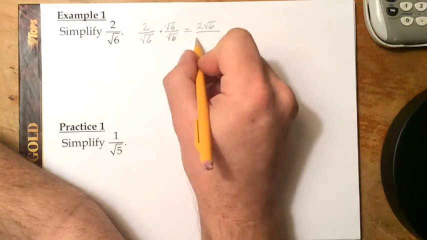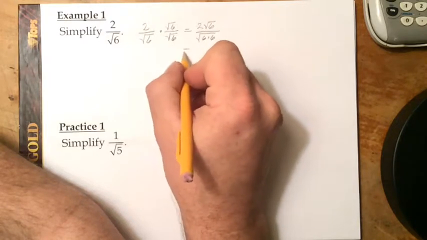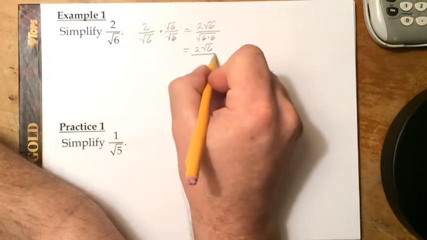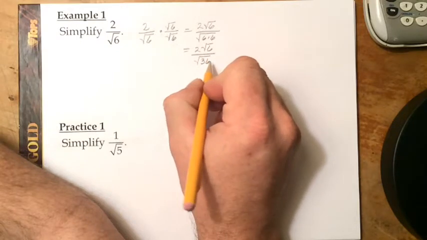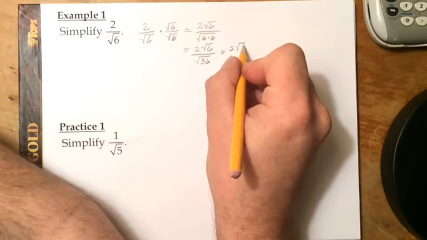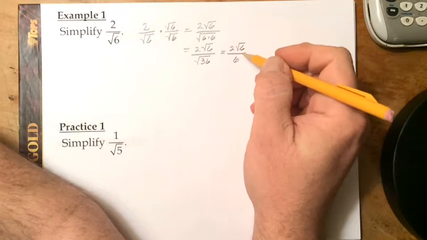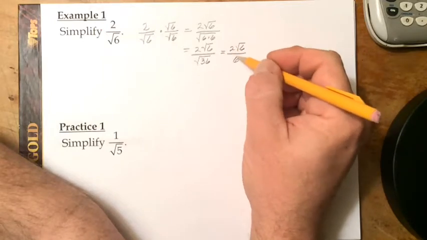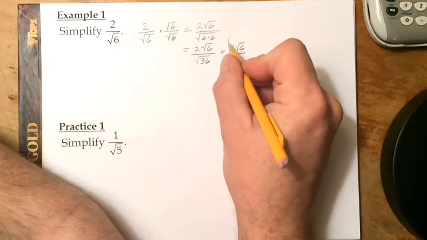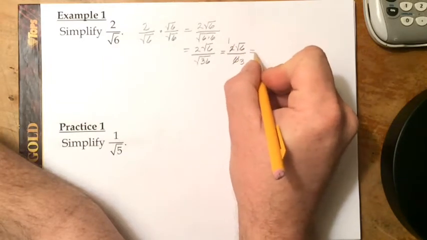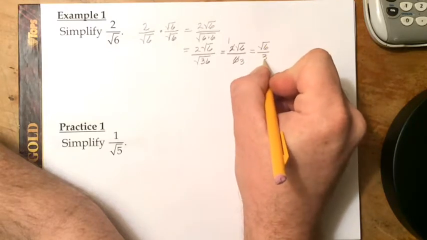Over the square root of 6 times the square root of 6 is the square root of 6 times 6. That gives us 2 times the square root of 6 over the square root of 36. And the square root of 36 is 6. 36 is a perfect square, so we get 2 times the square root of 6 over 6. And then always make sure, if you can, to reduce further any rational or irrational parts. 2, 6 reduces by 2. 2 goes into 2 once, 2 goes into 6 3 times. And then we get 1 times the square root of 6 over 3, or simply the square root of 6 over 3.